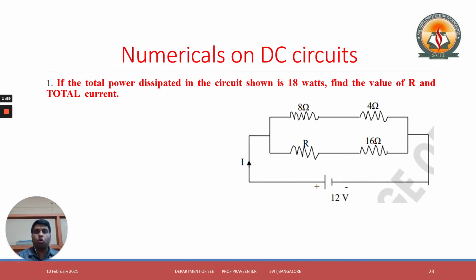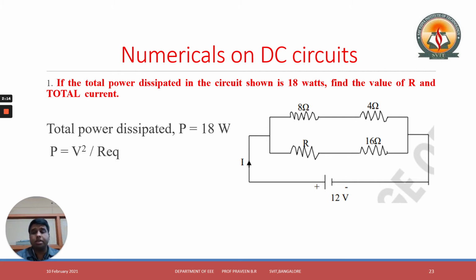We know the total power is 18 and the total voltage is 12. So there is a relationship between the total power and voltage, which is given by P is equal to V squared divided by R equivalent. So we calculate the equivalent resistance by using R equivalent is equal to V squared divided by P. V is 12 and P is 18. So 12 squared by 18, we get R equivalent is equal to 8 ohms.